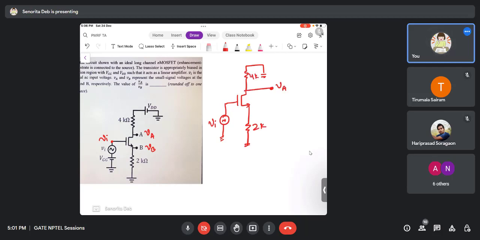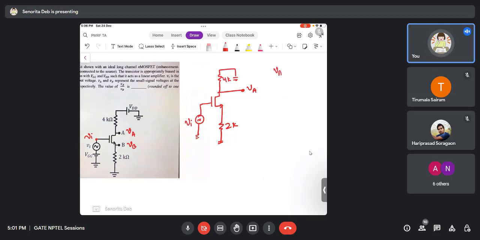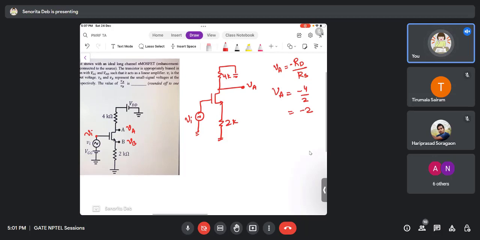VA is this one, right? So VA is what? If it is not a MOSFET, if it is a BJT, then it is a common emitter amplifier and VA is the collector voltage, and therefore I just showed you that VA will be RC by RE for BJT and RD by RS for MOSFET with a minus sign. That is what VA is. So VA is nothing but minus 4 by 2, minus 2, that's it. Done. Now coming to VB.